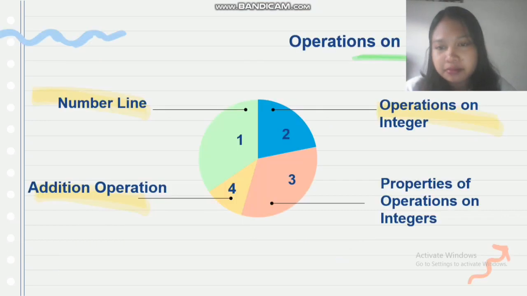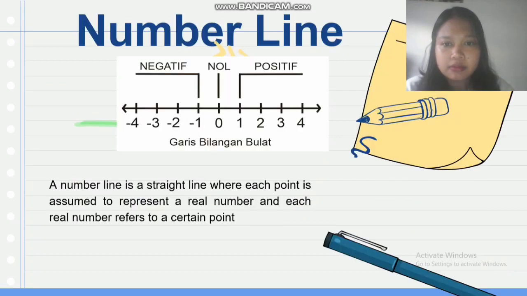On this occasion, I will discuss the material from class 7, namely integers and fractions, namely the operation on integers. Okay, let's get started with the material. So, before getting into the material, we will remember what a number line is.